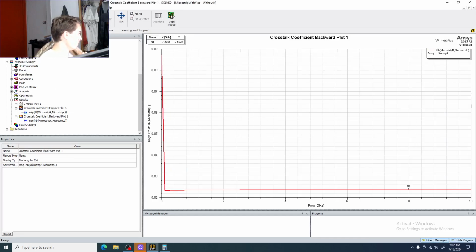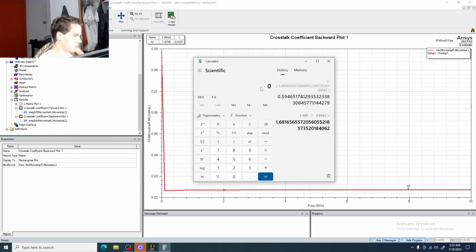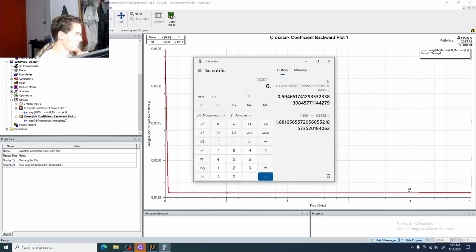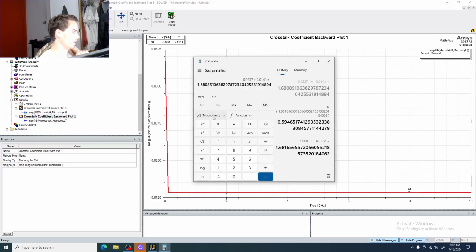So if we do that for the backwards crosstalk, we will do 0.0237, and we'll divide it by 0.0141, and then we'll reciprocate that again. And what we'll find is there's pretty much the same ratio. So we can assume that in this case at least, the crosstalk goes down to about 0.6 of what it was without vias when you use these vias.